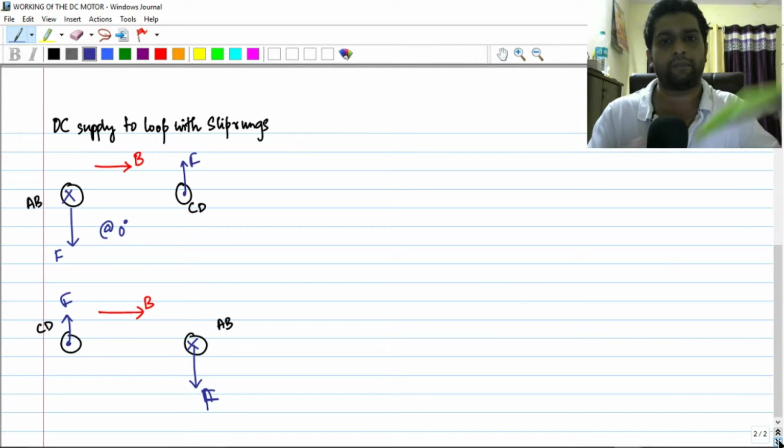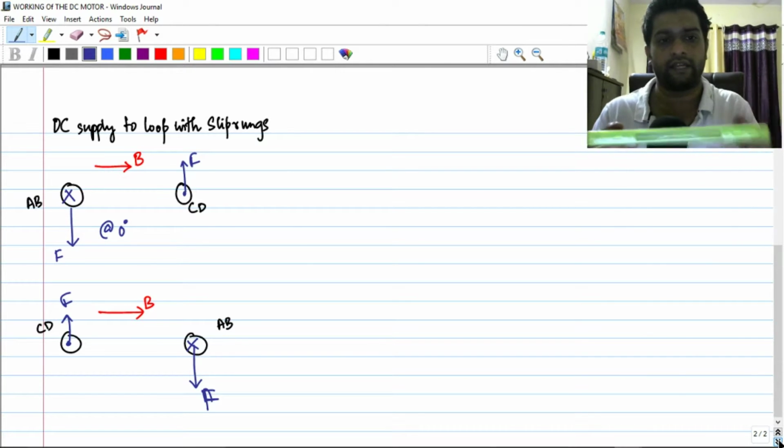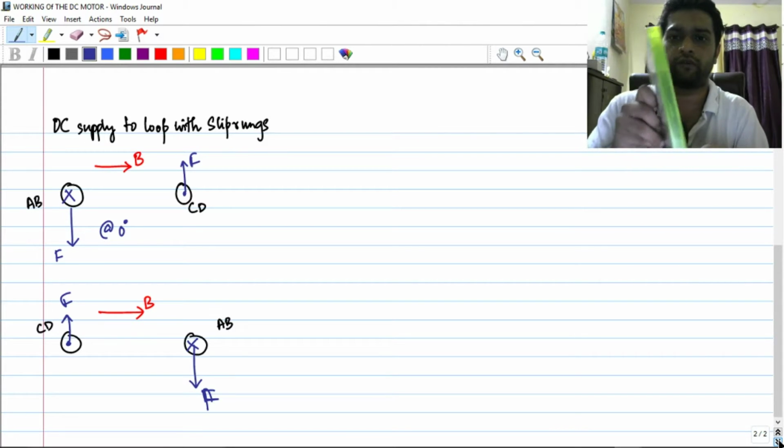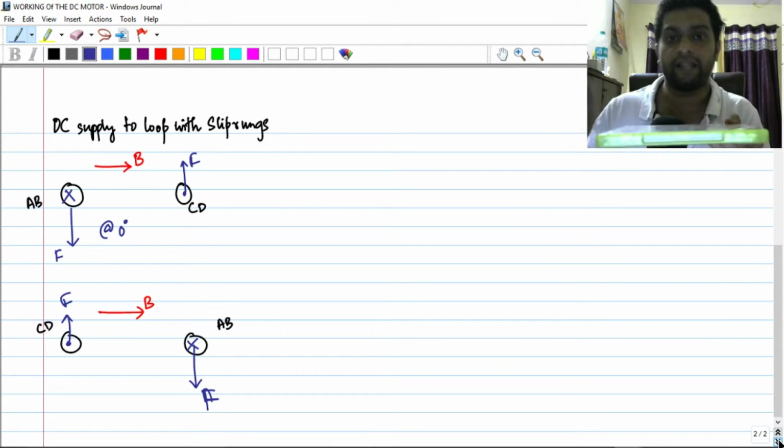So basically what happens is that you start with the loop of wire, this is your conductor AB, this is your conductor CD. AB experiences a downward force, so it comes like this, and CD experiences the upward force, it comes like this. It comes to this position where AB is under the influence of the south pole, field is in the same direction, current is in the same direction.